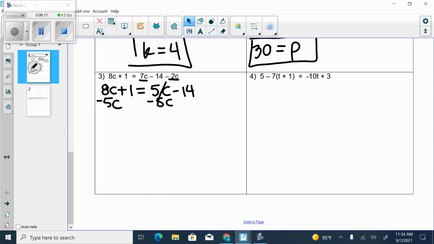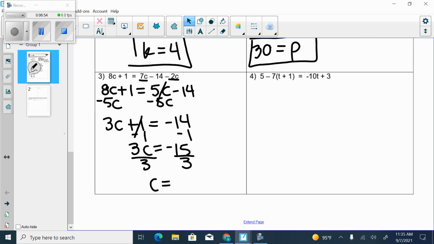And 8c minus 5c is going to leave us with 3c plus 1 equals negative 14. Subtract what? Okay. So 3c equals negative 15. Very good. Okay, all right, then what should we do? Divide by 3. Very good. Nice.